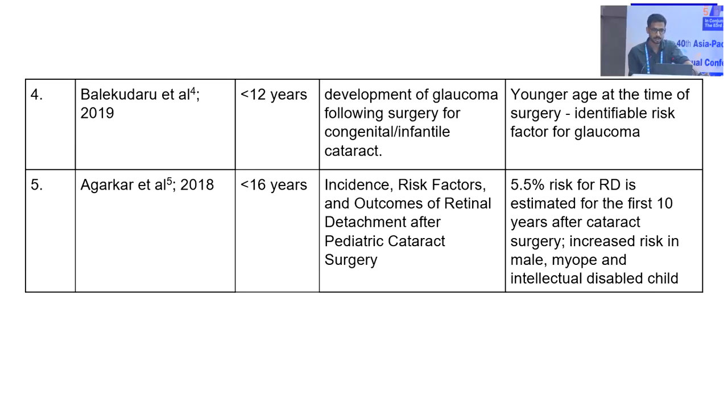Balekutru et al., in their study of those less than 12 years, noted that younger age at the time of surgery was an identifiable risk factor for glaucoma, and Agarkar et al., in the study of those less than 16 years, noted that a 5.5% risk for RD is estimated for the first 10 years after cataract surgery, with increased risk in male, myope and intellectually disabled children. However, none specifically looked at studies with myopic axial length.